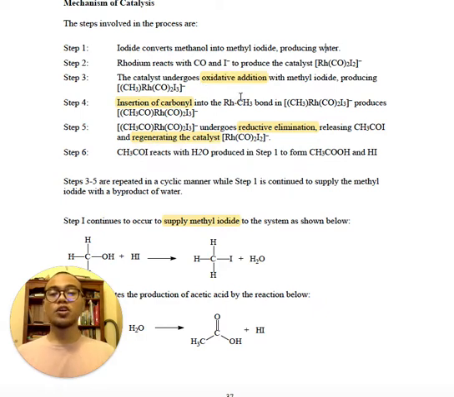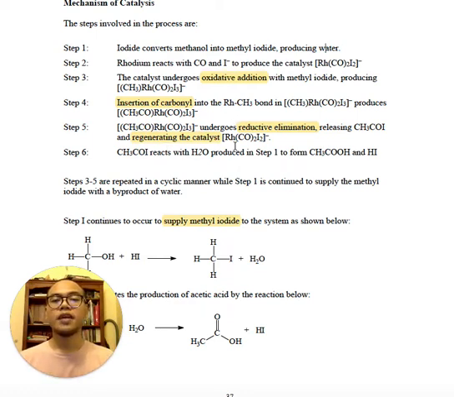The catalyst undergoes oxidative addition with methyl iodide. Okay, meaning you react your catalyst with the methyl iodide. The whole process is called oxidative addition because there is a change in oxidation number. We are going to look at this in detail slightly later. And then producing this complex. Then number 4, insertion of carbonyl into the Rh-methyl bond. So between the metal and methyl, there will be an insertion of carbonyl. If you still remember, we have learned this, that carbonyl will be inserted between metal and methyl.